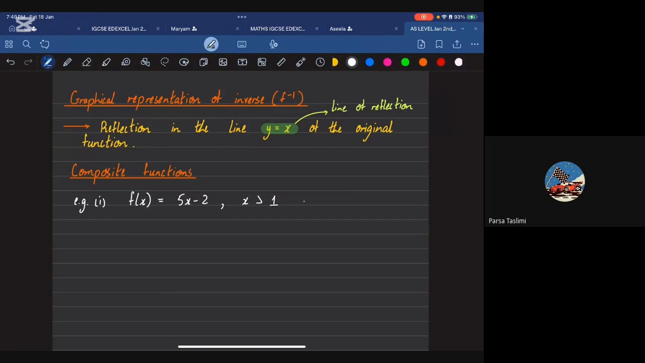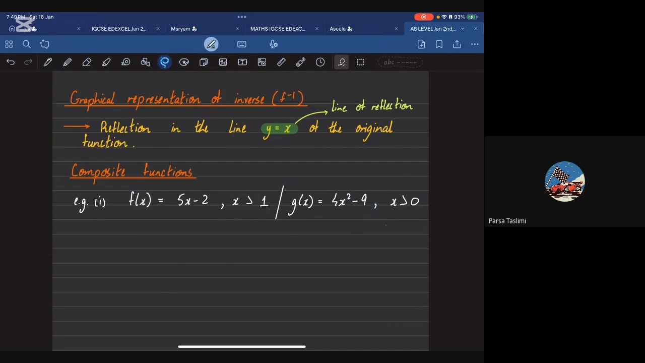And there's another function, g of x, which is 4x squared minus 9, and the domain is that x is greater than 0. Clear, Parsa? Any issues with this? No, sir, no issues. The question is pretty straightforward.